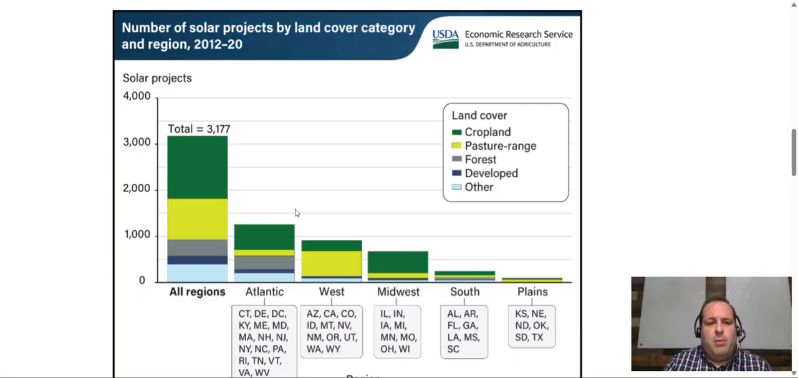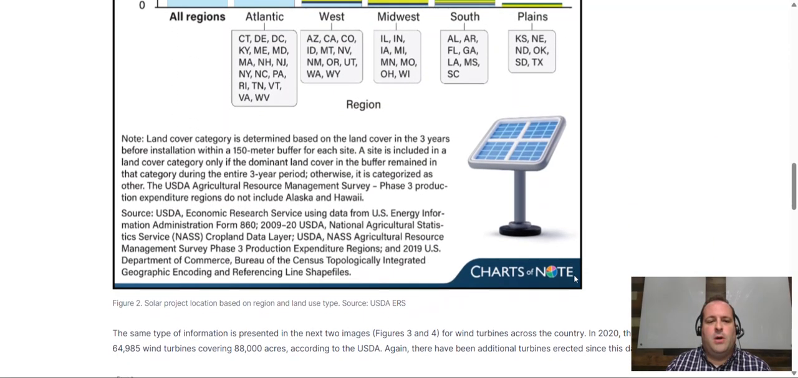The first one I want to point out is looking at solar projects over the last decade or so. You can see a lot of those projects happen in the Atlantic region of the country, followed by the West, and then the Midwest, the South, and then the Plains. So again, these are the number of solar projects, not the size of the project itself, but just the count. It's really interesting to look at the Plains here. Not a whole lot of projects going on in the Plains.